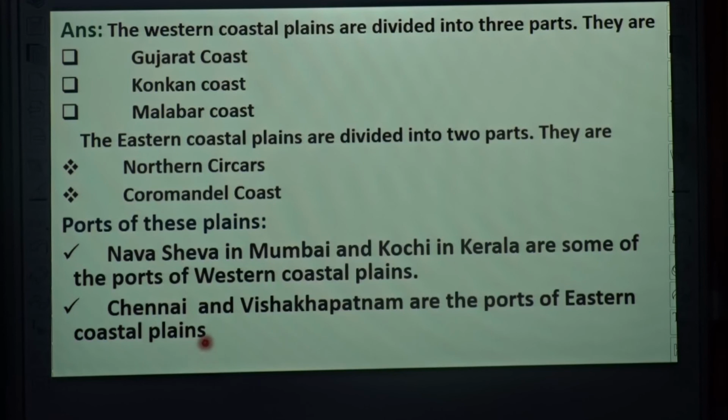Let us repeat it again, children. The western coastal plains divisions are Gujarat coast, Konkan coast and Malabar coast. The eastern coastal plains is divided into two, northern Sarkars and Coromandel coast. So we have to write two ports on each coast. Navasheva and Kochi are the two ports in western coastal plains. Chennai and Visakhapatnam are the two ports in eastern coastal plains.